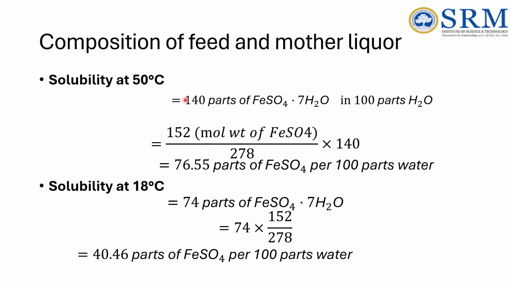At 50 degrees, it is given 140 parts of iron sulfate in 100 parts of water. So multiply 140 by the molecular weight of FeSO4 divided by the total molecular weight of the iron sulfate crystal, that is 152 divided by 278 times 140, which will give you the solubility at 50 degrees Celsius. Do the same thing for the mother liquor: 74 parts times the molecular weight of FeSO4 divided by the total molecular weight of the iron sulfate crystal, that is FeSO4.7H2O.